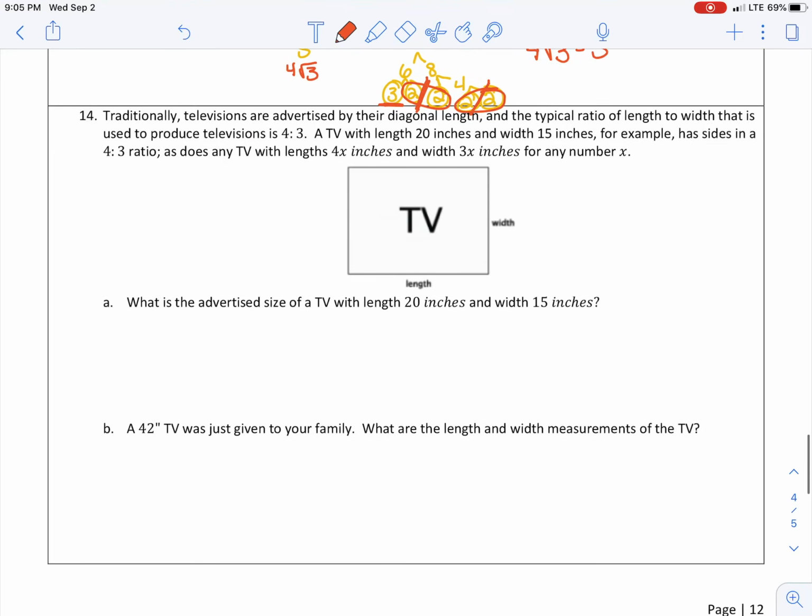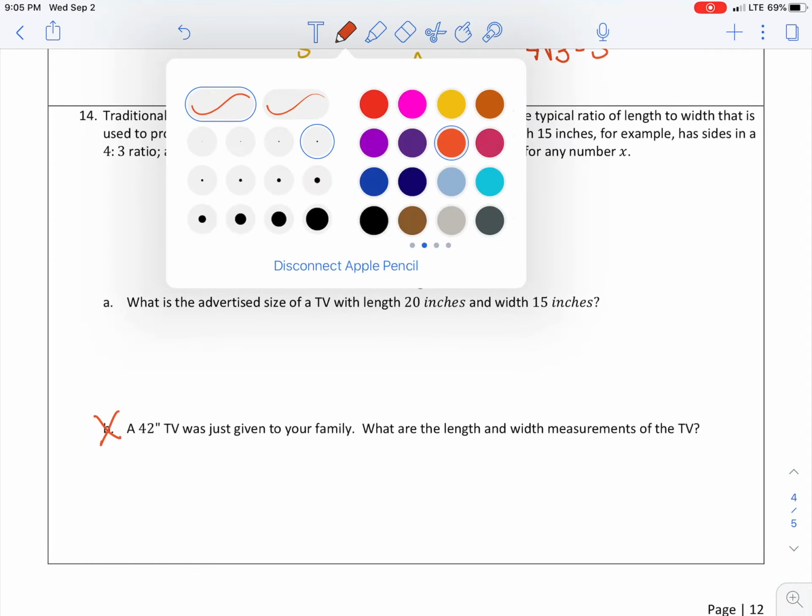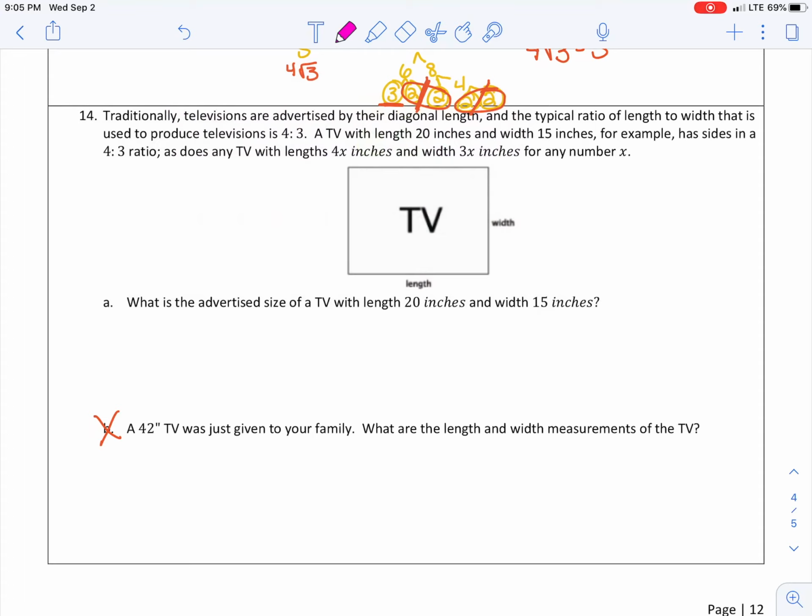Okay, we are actually going to do part A of 14, but we are not going to do part B. So let's look at 14. This one is actually a little confusing because it's worded kind of weird. It says, traditionally, televisions are advertised by their diagonal length. So whenever they tell you it's a 52-inch TV, they're going based on that diagonal. And typically the ratio of the length to width is 4 to 3.